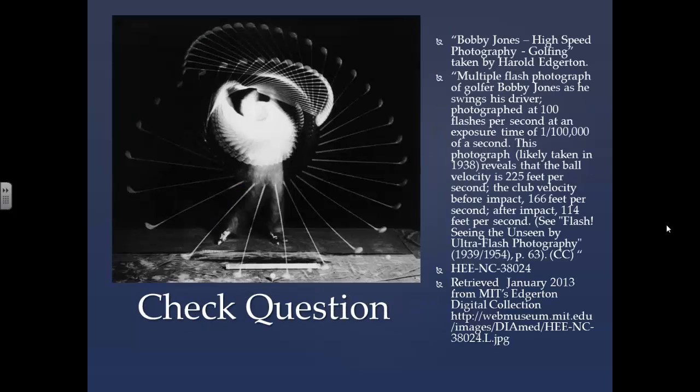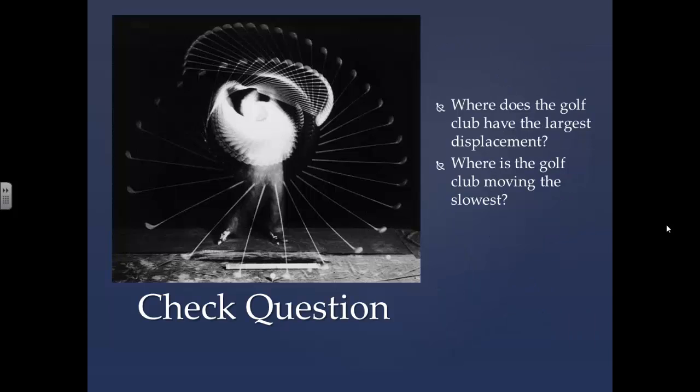Here's another question for you to check. This one is also by Harold Edgerton and is called Bobby Jones High-Speed Photography Golfing. Where does the golf club have the largest displacement? And where is the golf club moving the slowest? Try to figure it out and pause the video before going on.